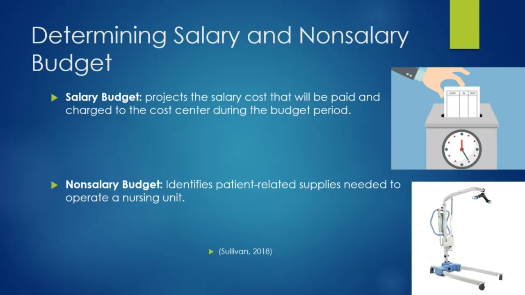The non-salary budget identifies patient-related supplies needed to operate a nursing unit. Some of these include office supplies, rental fees, maintenance costs, and equipment service contracts, and it needs to utilize an inflation rate index to monitor inflation prices.